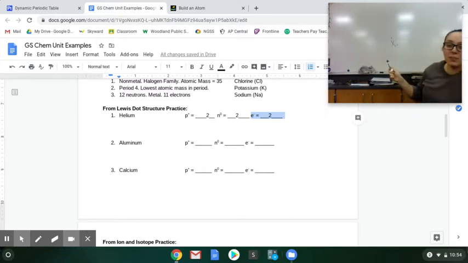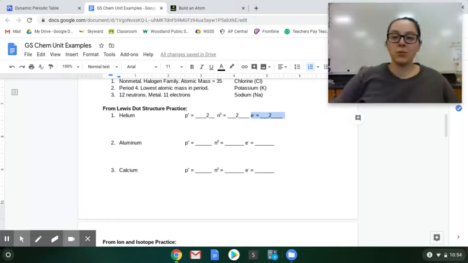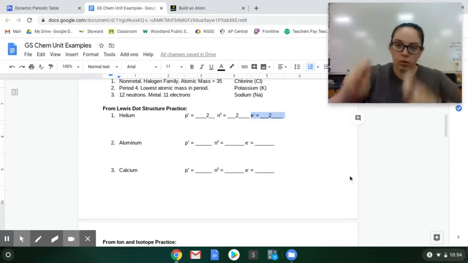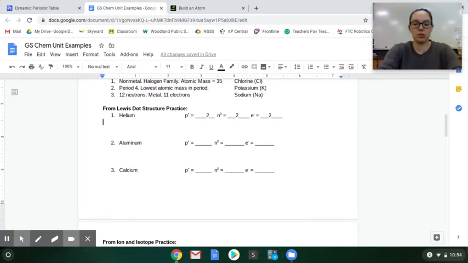Helium is an exception to the octet rule. That's why the octet rule is kind of more of a guideline than a rule. And so I want to put in here, before I draw the Lewis dot structure, helium is an exception to the trend in the periodic table.